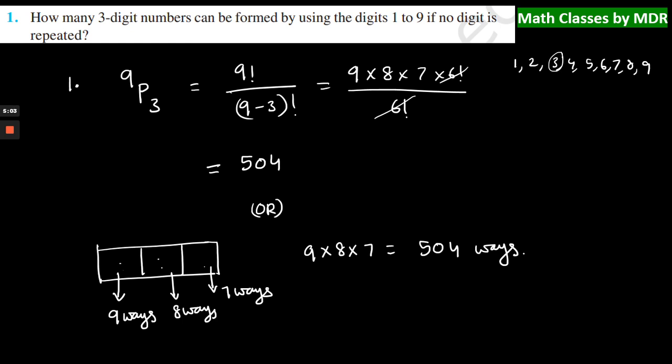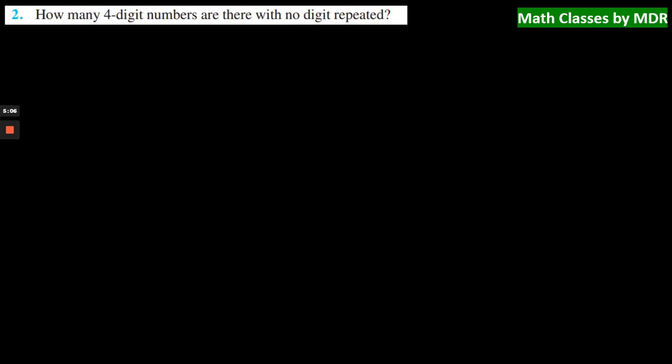Now let's look at this question: how many 4-digit numbers are there with no digit repeated? How many 4-digit numbers are there actually? The 4-digit numbers start from 1000. Up to 999 we have 3-digit numbers, and from 1000 to 9999 we have 4-digit numbers. So now you need to identify how many 4-digit numbers are there with no digit repeated.